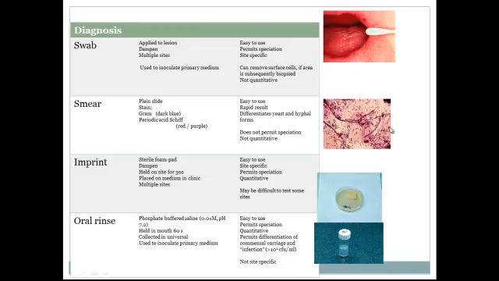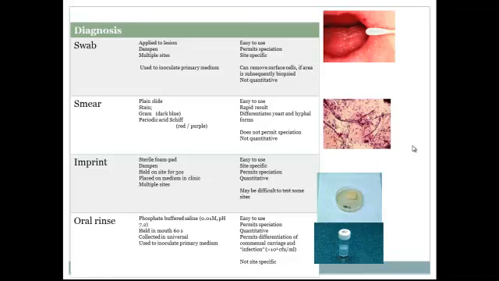A smear is where you get a sterile spatula, scrape the area that you want to examine, and then smear it on the slide, followed by staining with specific stains. For example, if we are looking for Candida, then you would use PAS staining, and what we're looking for is Candidal hyphae, which are these strands that you can see, and these are the spores of Candida, but the presence of hyphae indicates that there is an infection. So this is a good technique for diagnosis of candidosis.